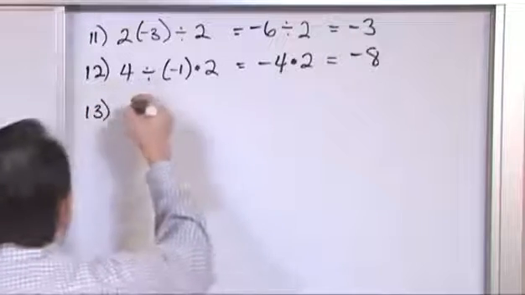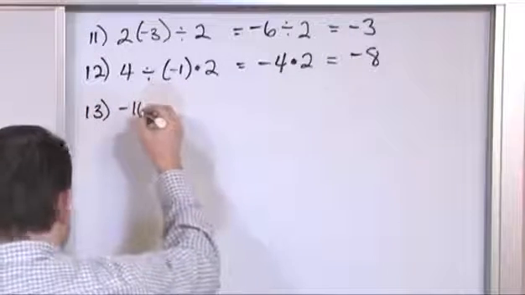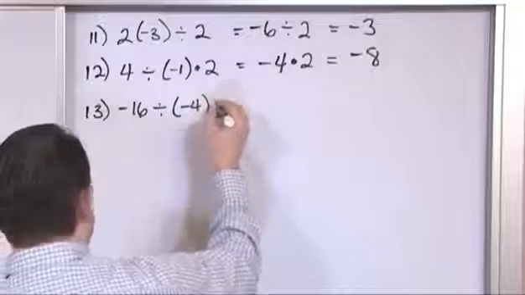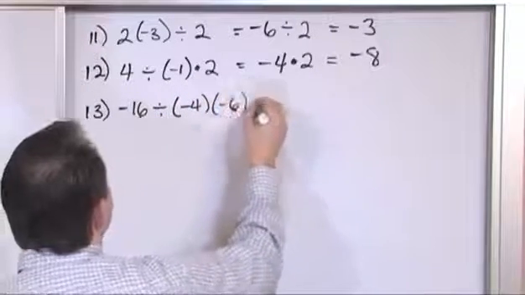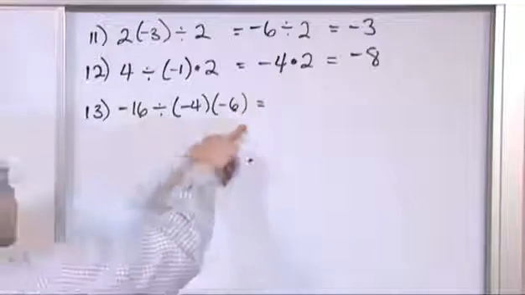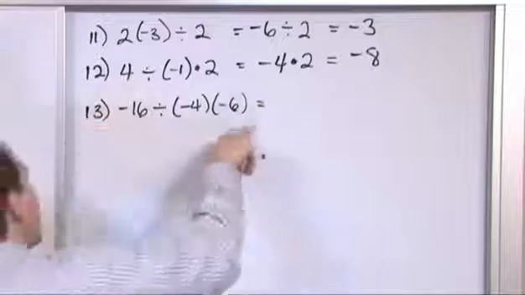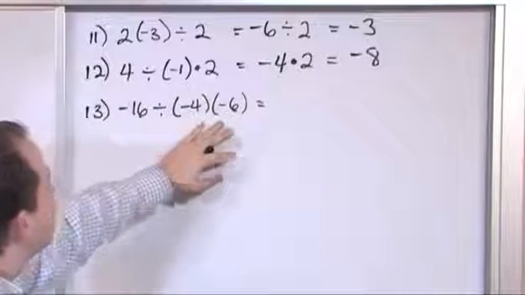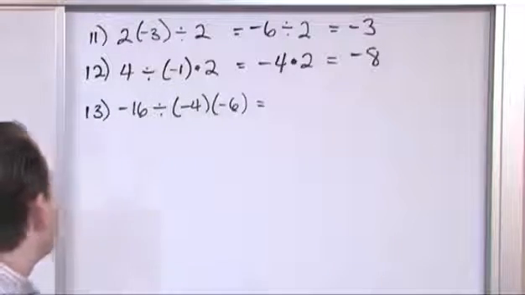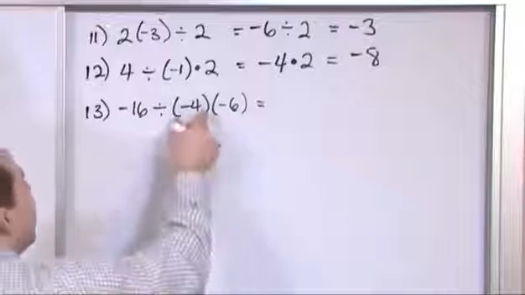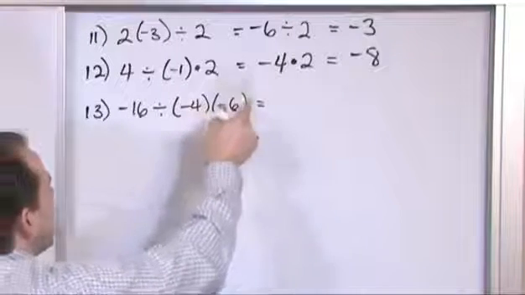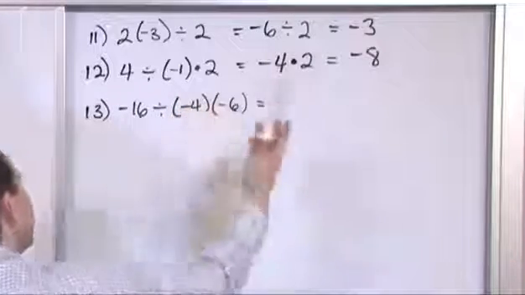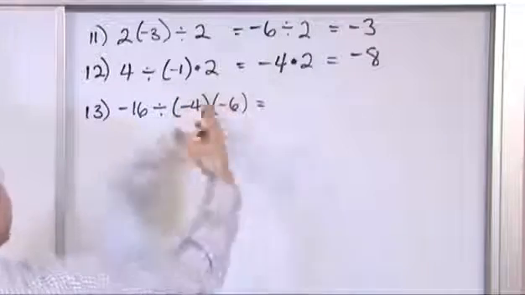Now what if we had -16 divided by -4 times -6? Again, you have division and multiplication, so we can start at the left and work towards the right. Now, yes, these are inside parentheses, and I did tell you to do everything inside the parentheses first, but when you think about it, the only thing inside is just a number, so there's nothing to really do inside of these parentheses. So we're done with that.